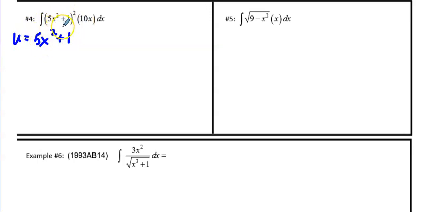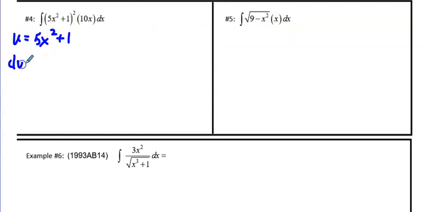Another clue, and this doesn't always work, but another really helpful clue that this was our u is that we're raising this to a power. Over here, in example number 5, we see that 9 minus x squared is raised to the 1/2 power. But we'll get to example 5 in a second. So let's continue with number 4.